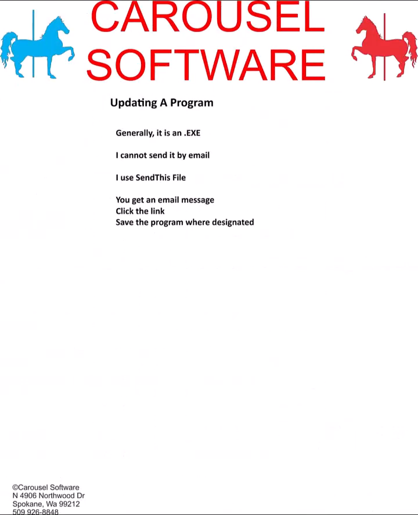This particular demo shows how we updated the admin program. This same technique can be used for any of the other programs in the Carousel system. Some of them would be in the Tools instead of the Bin folder, but that's going to be very rare.